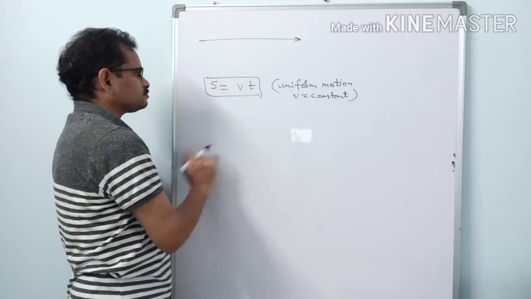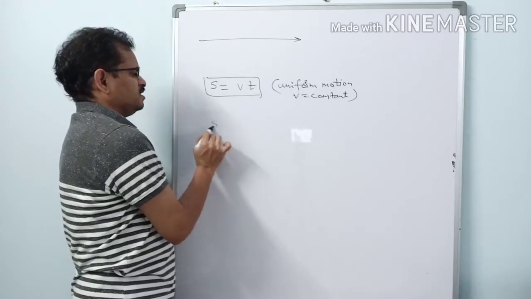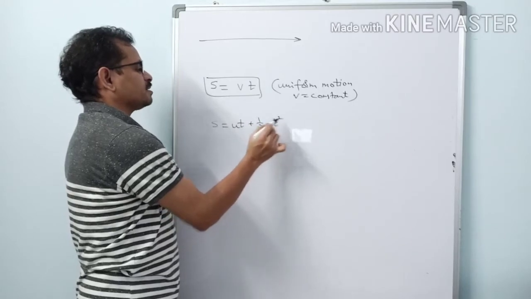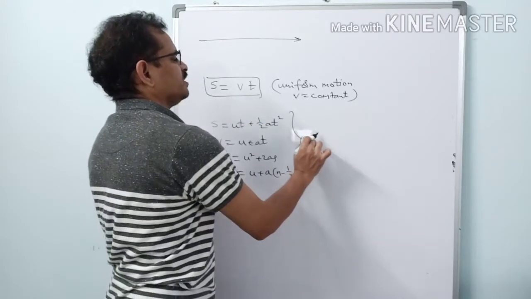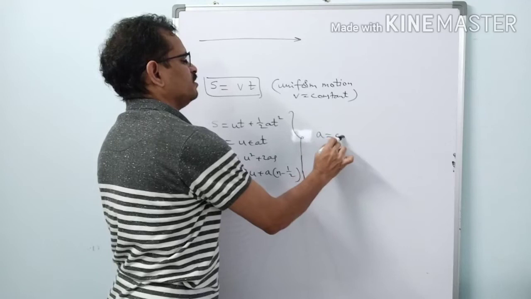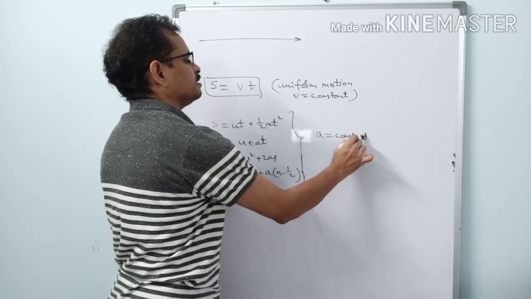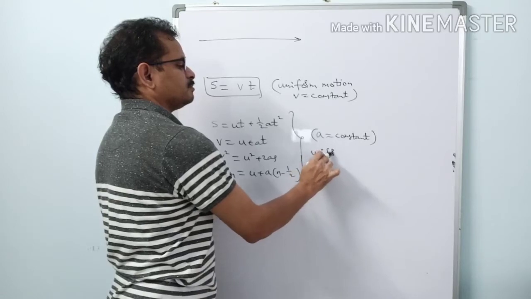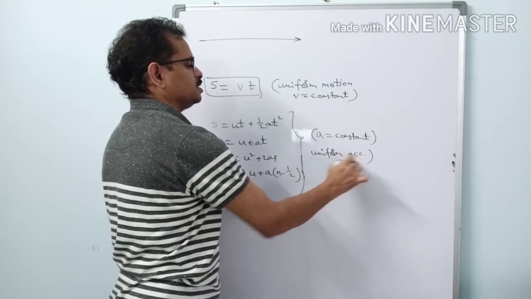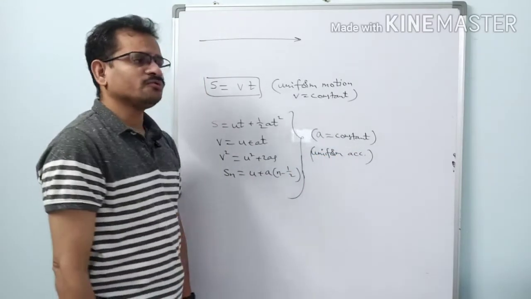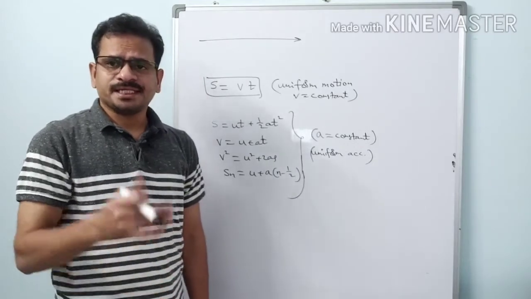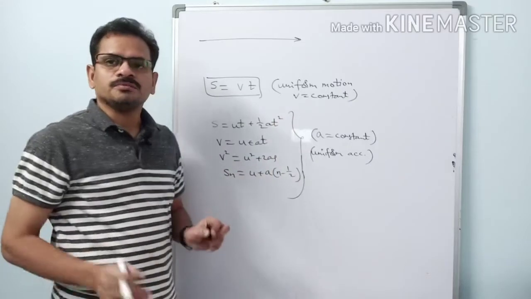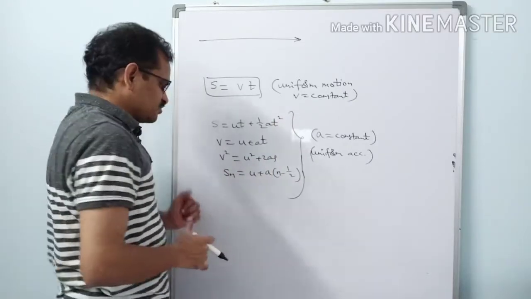Then this equation, S equal to Ut plus half At square. These are kinematic equations when A equal to constant. A equal to constant means what? Uniform acceleration. So for the bodies moving with a uniform acceleration in a straight line, we used these equations to solve problems.